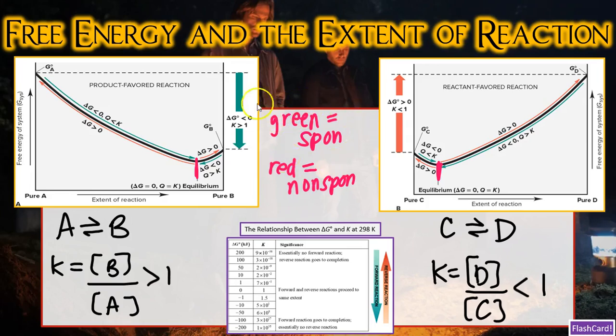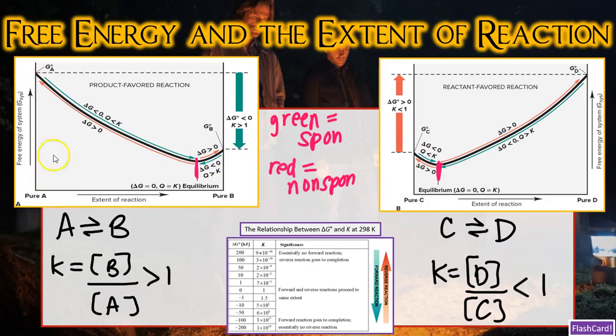So for us, green is going to equal spontaneous. So we see a green arrow here, that's spontaneous. We see another one here, green arrow, green arrow. That represents spontaneity. Red is going to represent non-spontaneous. So we have a red arrow here, here, and here. Those are all going to be considered non-spontaneous.